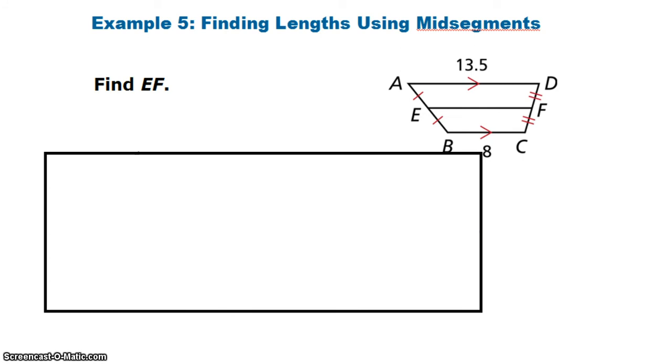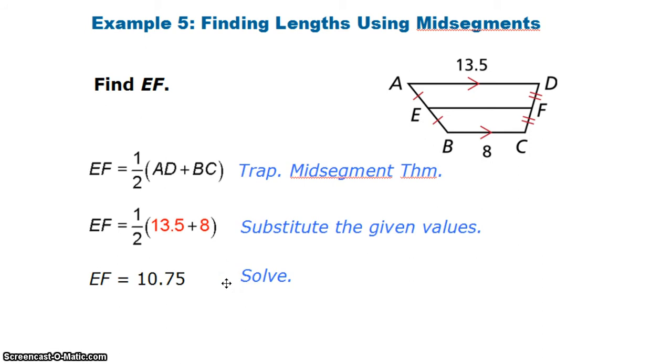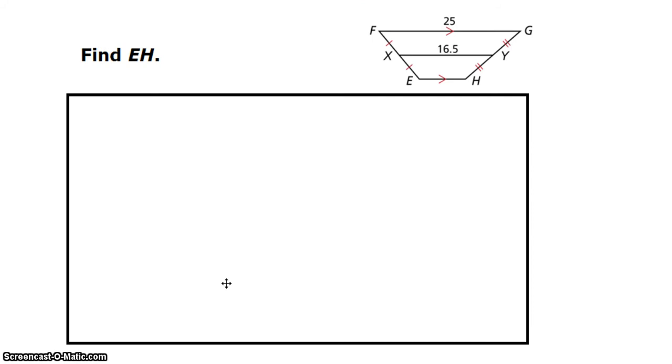Okay, we're simply applying the trapezoid midsegment theorem we just saw. We know the bases, so when we add them, their sum is, looks like 21.5. So EF would be 1/2 of 21.5. And so hopefully you have 10.75. Very good.